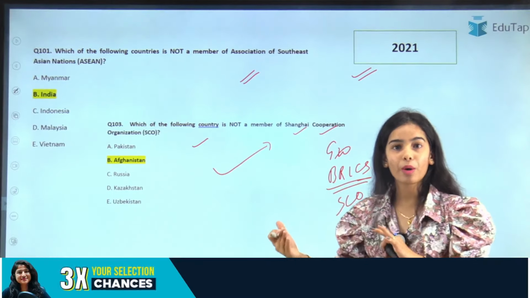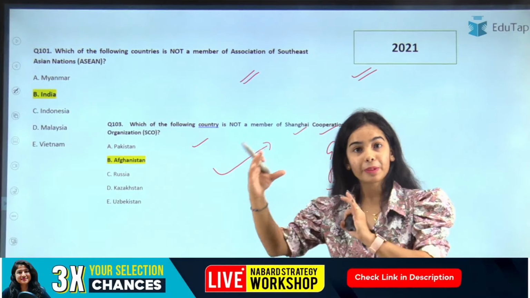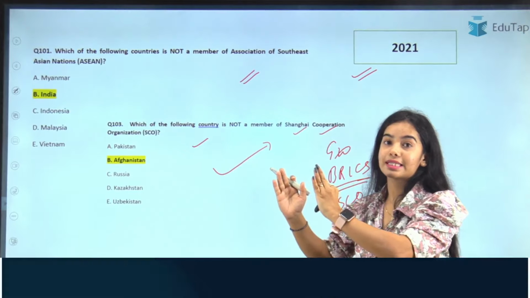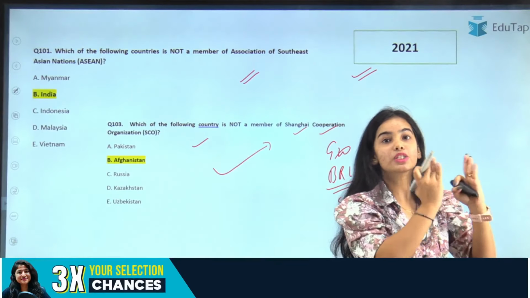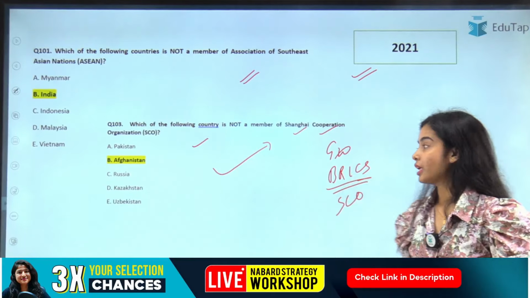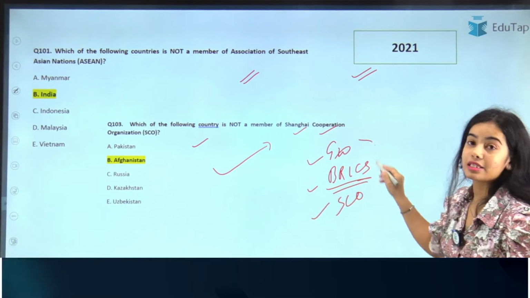So regional economic cooperation is a chapter in the ESI static, but you do not have to focus on that chapter of ESI static. You have to focus on what is going on in current affairs and relate that with the static. Okay, so have the static knowledge about these 3.